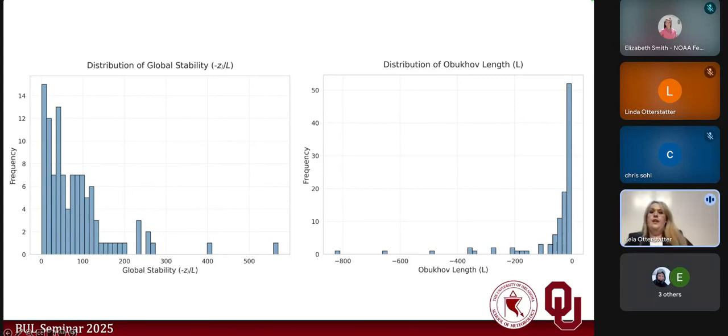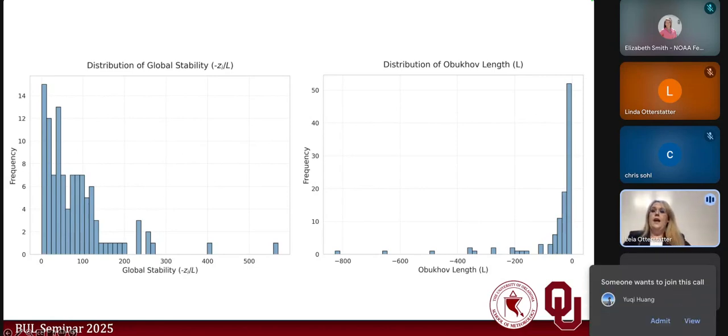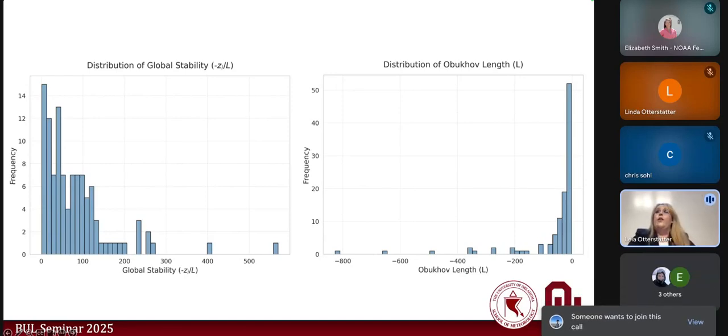On the right, you see Obukhov length, which is a measure of atmospheric stability, all for the same cases, all 107 of them. And L is negative, which indicates unstable conditions with strong convection occurring near the surface. So when it's closer to 0, that means that it is highly unstable. And when it is going towards negative infinity, it's still unstable, but it is less unstable. So therefore, that is going to be weakly unstable.